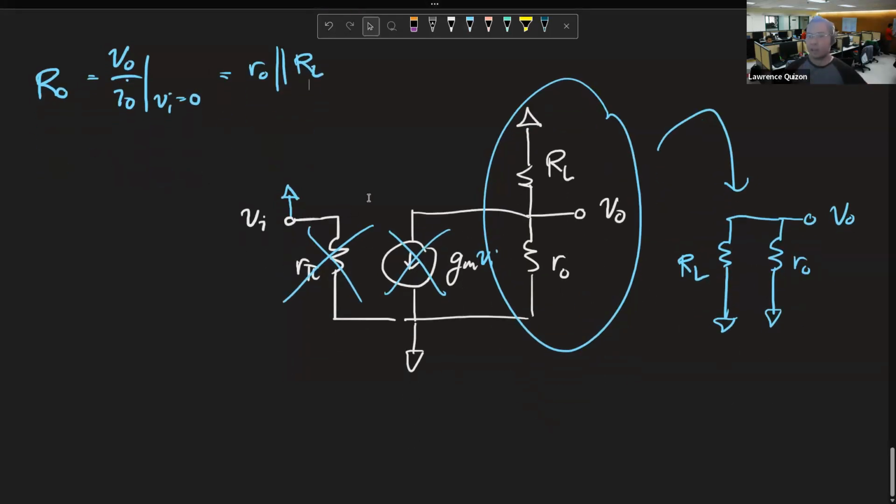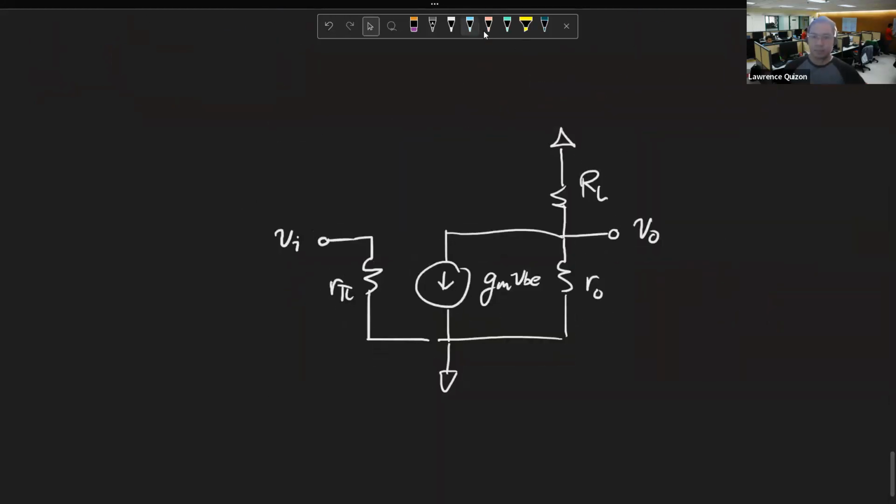This is how we calculate R out. No? Next. R in. R in is V in over I in, given that V out is ground. So, again, that's easy to give. You just put ground there.